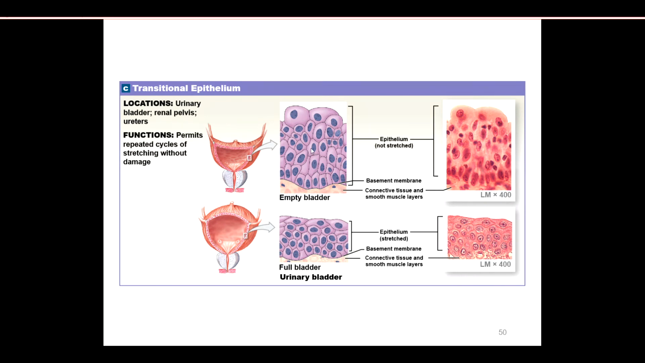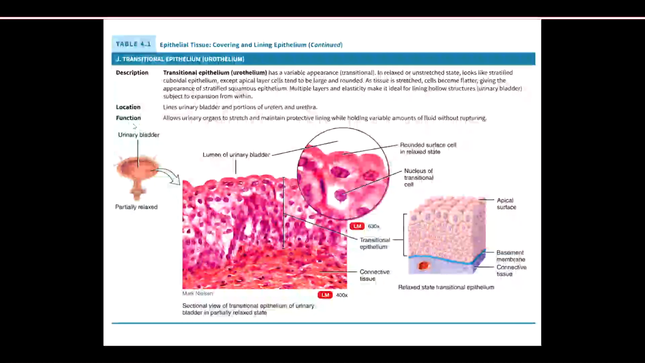So these are what we call transitional cells. They change their shape from when the bladder is empty to when the bladder is full. And the two organs I'd like you to know are the urinary bladder and the ureters. The renal pelvis is a part of the inside of the kidney. Don't worry about that too much. Just know the bladder and the ureters. Again, the ureters are the tubes that connect the kidney to the bladder. They're the tubes that bring the urine down to the bladder.